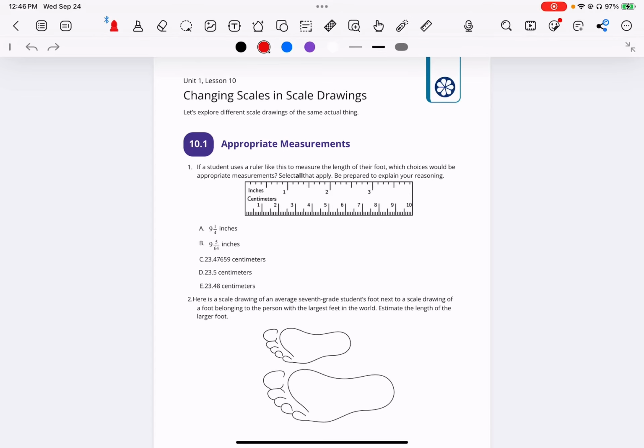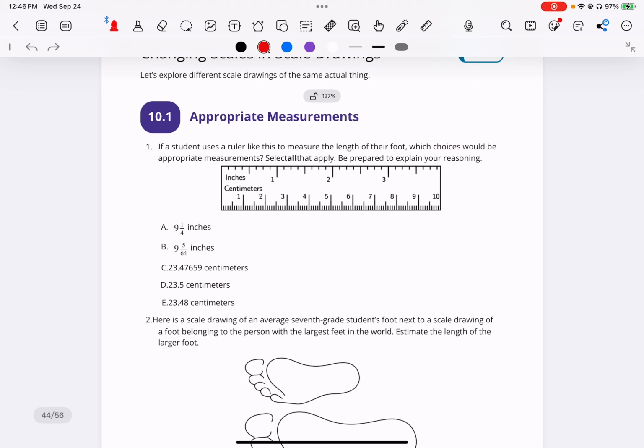This lesson is going to be on changing scales and scale drawings. If a student was to use a ruler to make a measurement of the length of their foot, which choices would be appropriate measurements? Select all that apply. So using this ruler, there's certain numbers that you're able to find and certain numbers that you're not able to find.